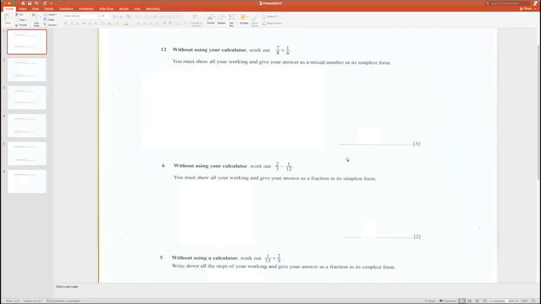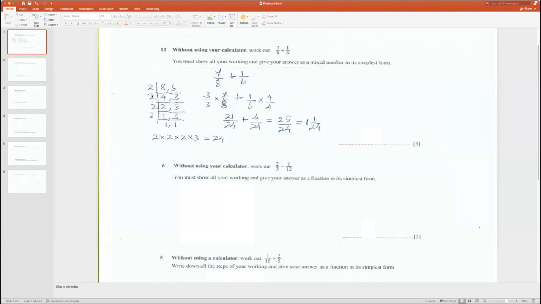These sums I have taken from the IGCSE past papers. Let's work out. Without using a calculator, these two fractions given, we have to add together. First of all, the denominators are different. So we have to find a common denominator. This 8 and 6, we have to divide by prime numbers to get the common denominator. We'll work that out.